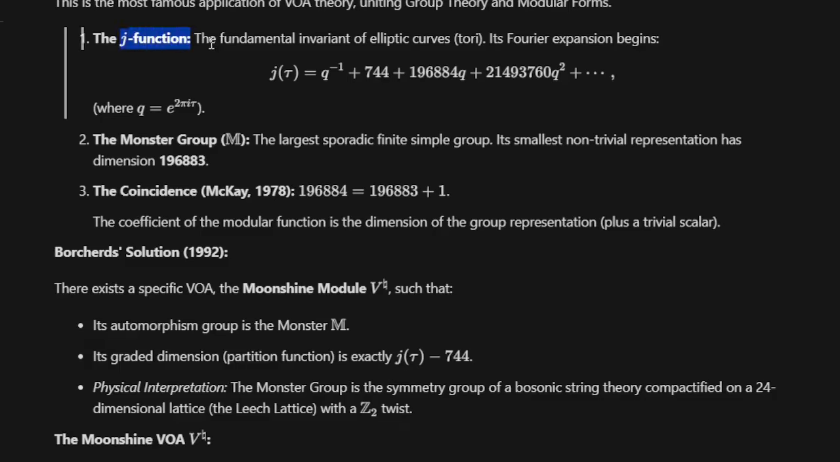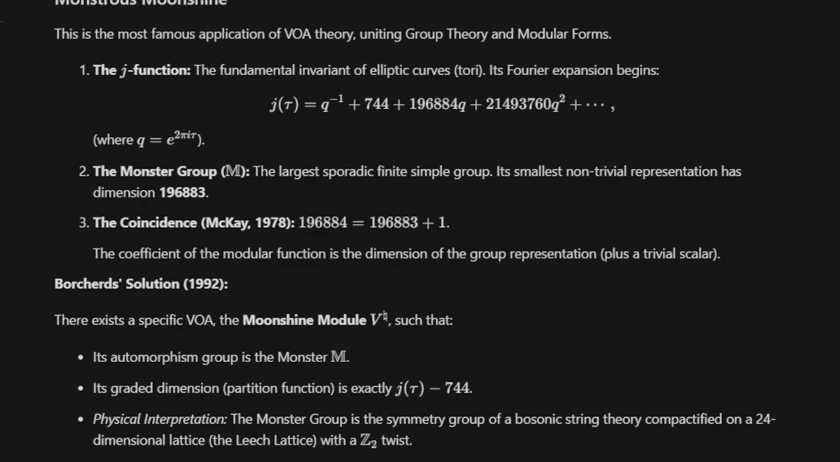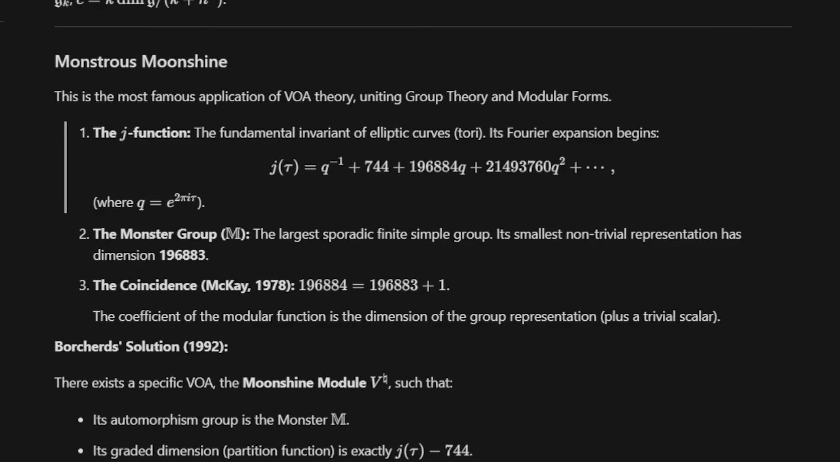So there's something called the j-function. And this j-function is the fundamental invariant of the elliptic curves, or tori. And its Fourier expansion begins as this, okay? Where q, of course, depends on how we're encoding its phase with tau. So that's the j-function, okay? This function really is from number theory, and it equivalently maps elliptic curves in terms of tori.